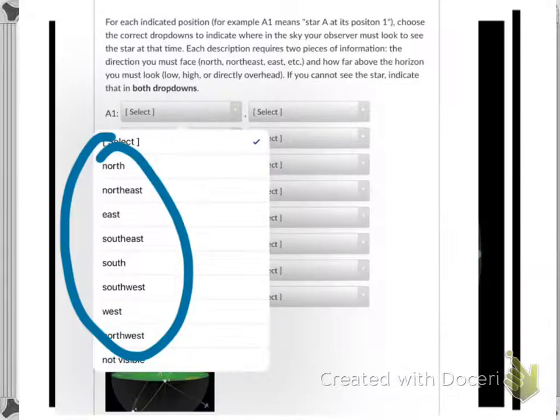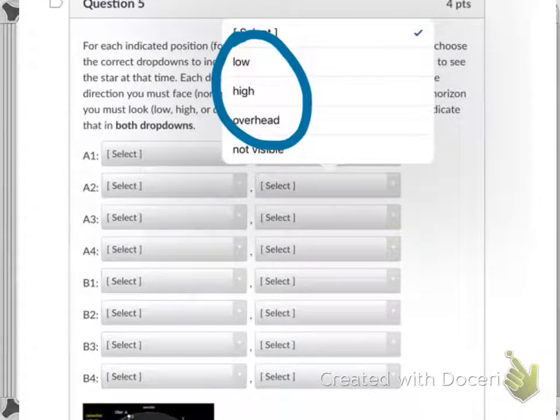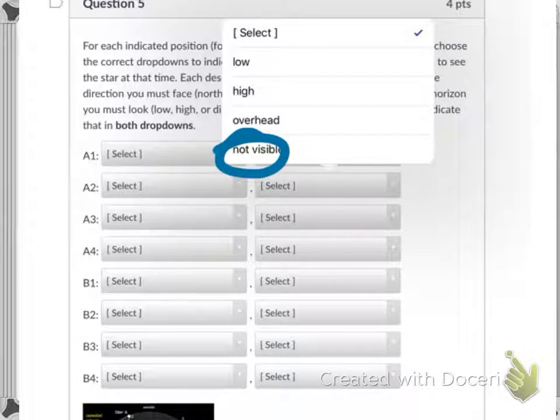Now it's very important, if you do choose not visible, meaning if that star is below your horizon, it's very important that you choose not visible in both these columns. So you have to choose it in both the drop downs if the star is not visible to you. But that's essentially it. That's how you operate the interface, or how you understand the celestial sphere images that you see in this particular skills test.